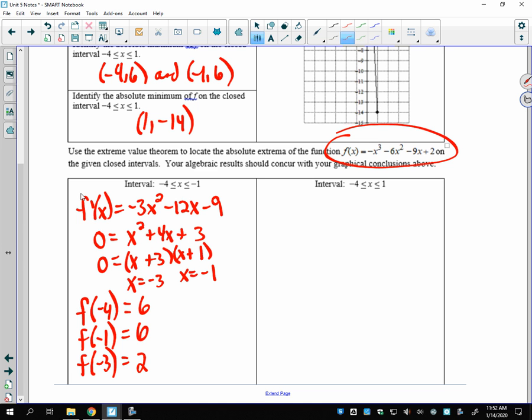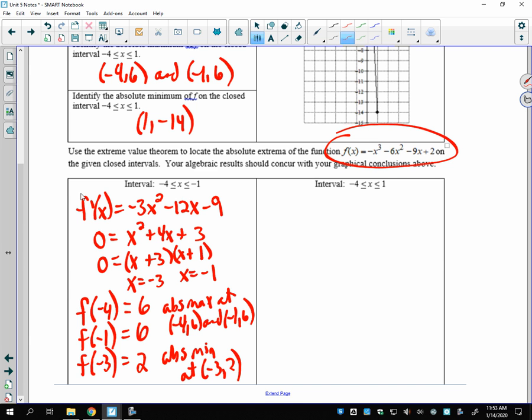But we get the same answers here, that we have an absolute max at (-4, 6) and (-1, 6). And we have an absolute min at the smallest y value, which is (-3, 2).